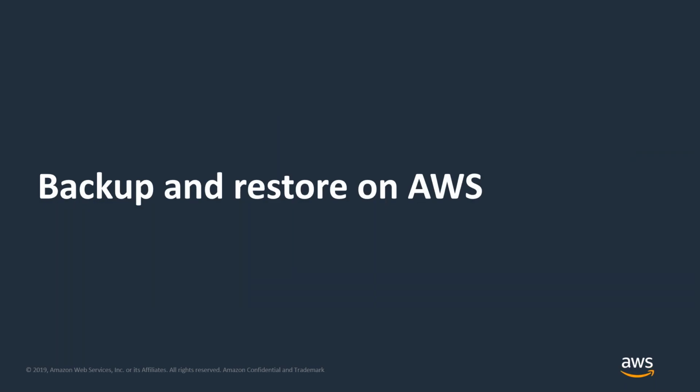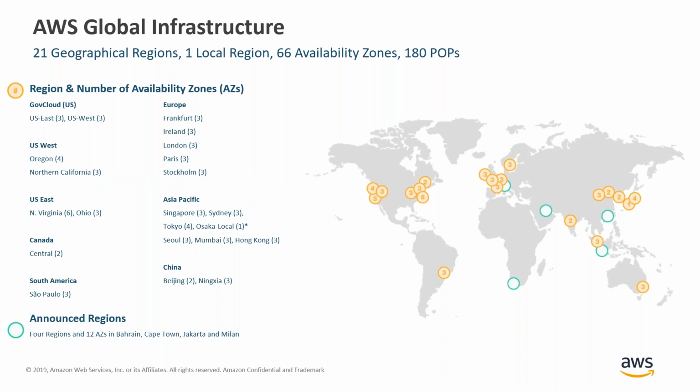So as I mentioned, the first thing we're going to start talking about is backup and restore on AWS. To get started, I wanted to let everyone know a little bit about the AWS Global Infrastructure. The AWS infrastructure is made up of geographical regions that are spread throughout the world. Currently, we have 21 different geographical regions. And within those regions, we have clusters of data centers.